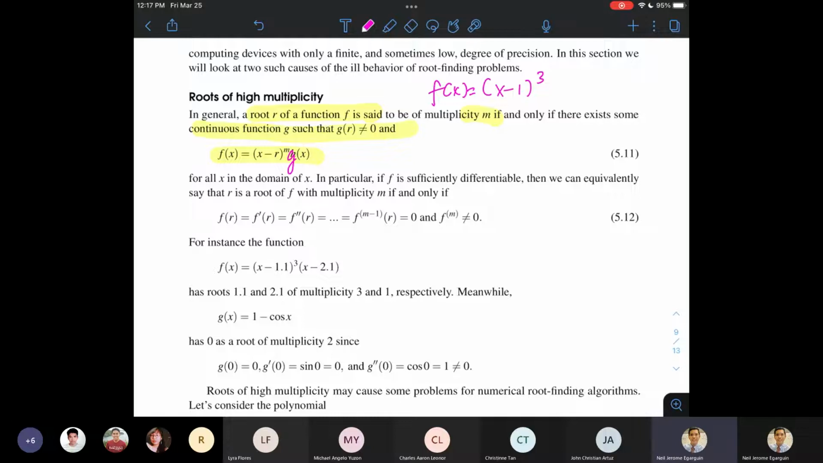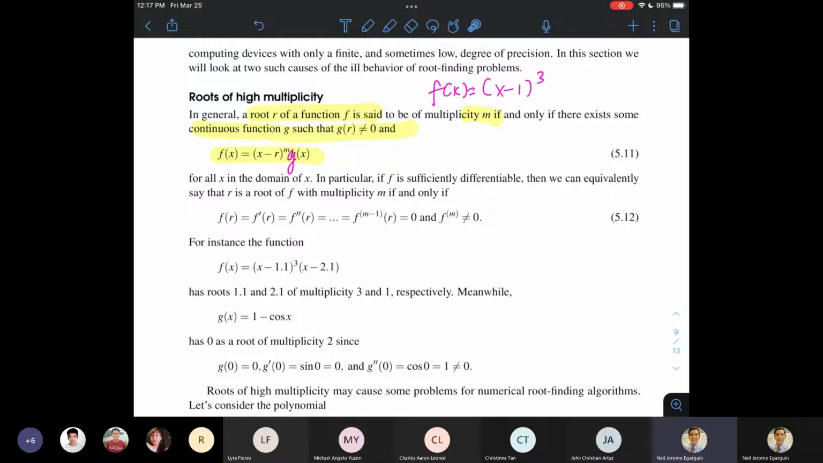So, ganun din. Kapag kasi x minus r ay m times na factor ng isang function, right? And it's a product against a continuous function, then we can say that f has r as a root of multiplicity m.